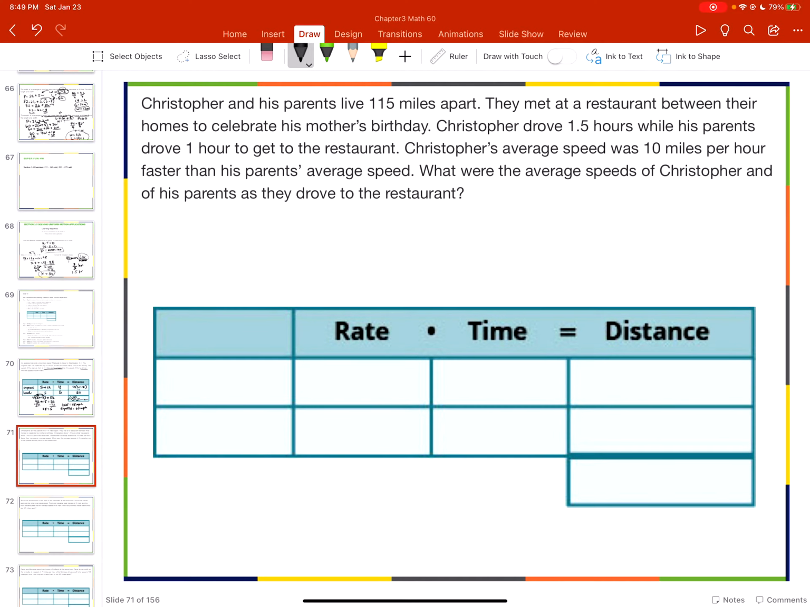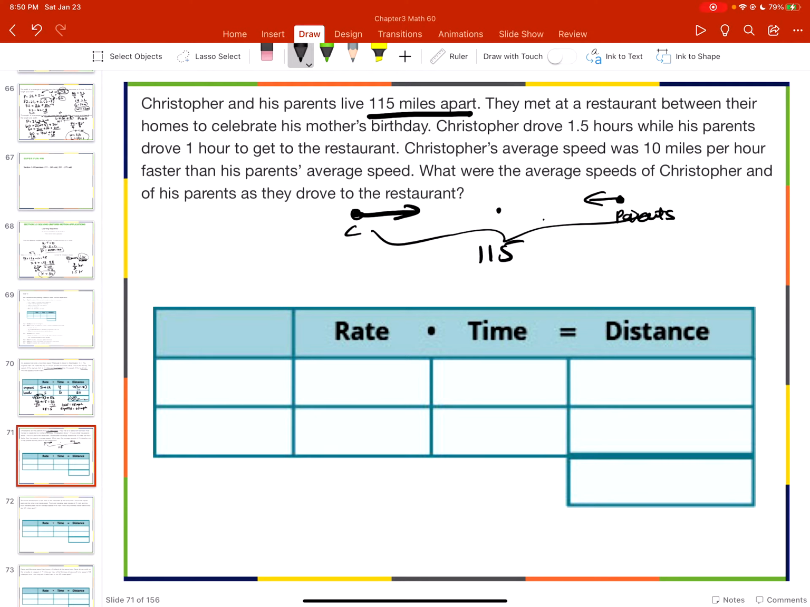All right. So let's try another one. Christopher and his parents live 115 miles apart. They met at a restaurant between their homes to celebrate his mother's birthday. Christopher drove 1.5 hours. So we have Christopher's home here and his parents' home here, and they met at a restaurant. Let's just say this is the restaurant here. So they drove towards this, and the whole thing is 115 miles apart.